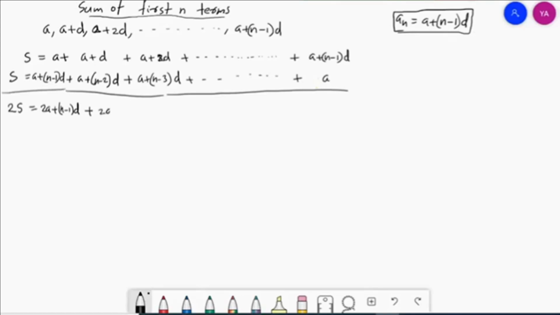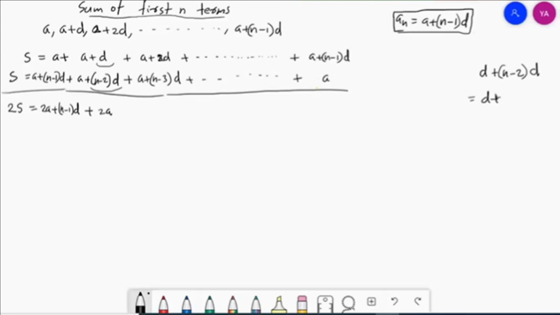Then if you add D and n minus 2 times D, what will you get? You want to add D and n minus 2D. So what will you get? 2A plus n minus 1D.